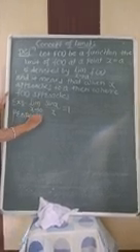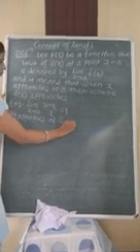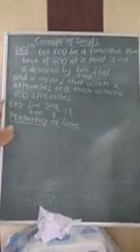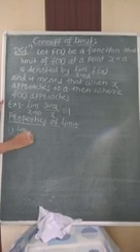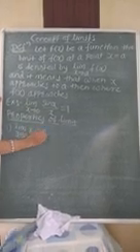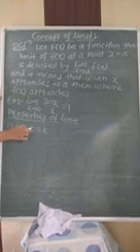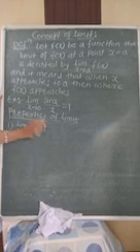Properties of limit. Which algebra of limit do we study now? First, limit x tends to a of k equals k. Here there is no x value, x tends to a, and k is the constant. That's why the answer is also constant, k.